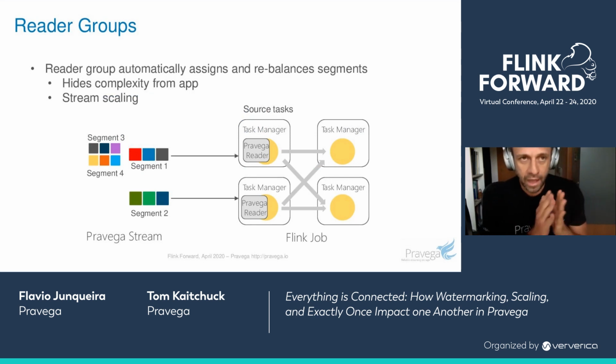And when a Flink job is using a Pravega stream as a source, each source task will run a Pravega reader, and the collection of the Pravega readers across source tasks will form a reader group. That reader group will be responsible internally for doing all the assignments of segments and rebalances that are needed. So all the complexity of dealing with the dynamics of segments changing due to scale, for example, is all hidden from the application, in this case from the Flink job.